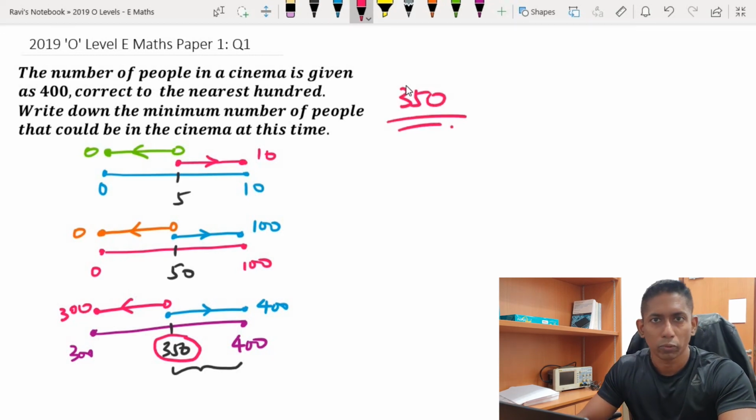So this is a question that tests you on how to do the rounding up or rounding down. I hope that this explanation has given you a good idea how to approach such questions.